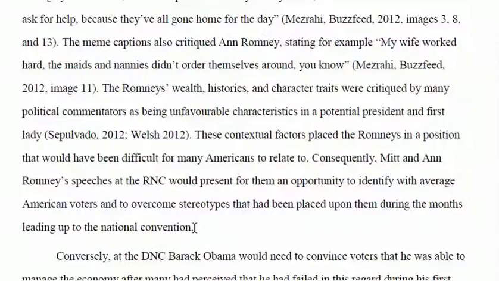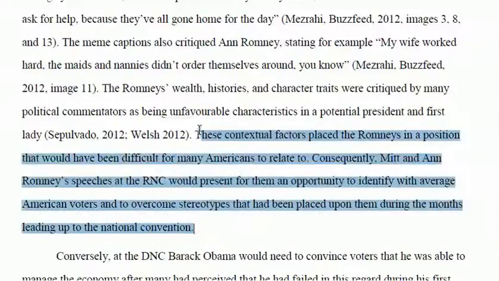And here she does the great commentary as well at the end of this paragraph, not just ending with citation by Sepulveda and Welsh. Now she provides her own voice at the end of the paragraph. These contextual factors place the Romneys in a position that would have been difficult for many Americans to relate to. Consequently, Mitt and Anne Romney's speeches would present, notice the verb tense, that you're not yet talking about the content, and it would present for them an opportunity to identify with average American voters.